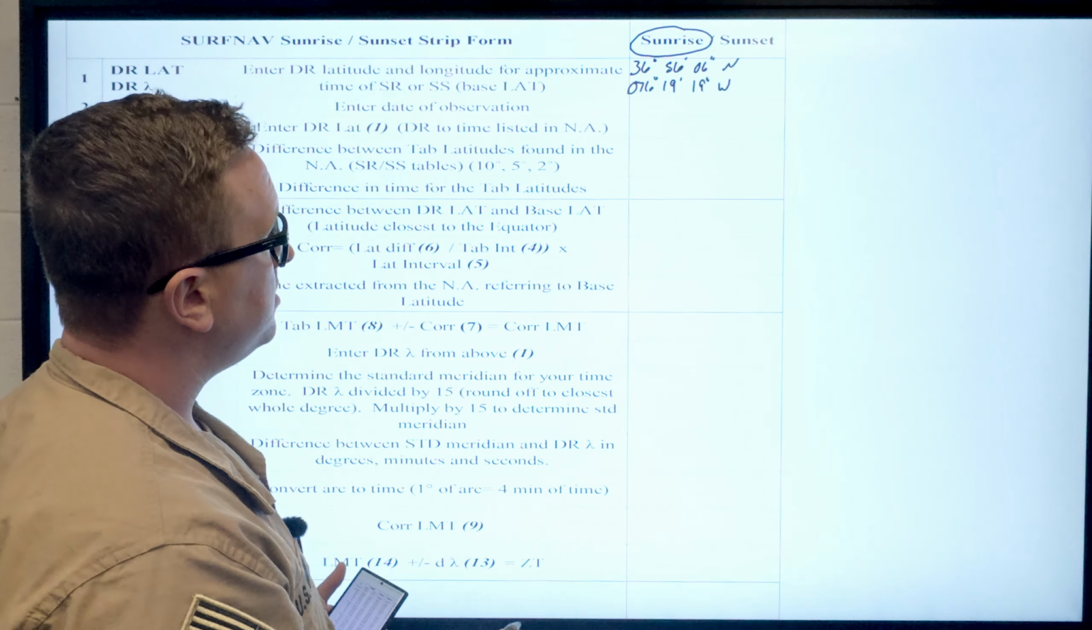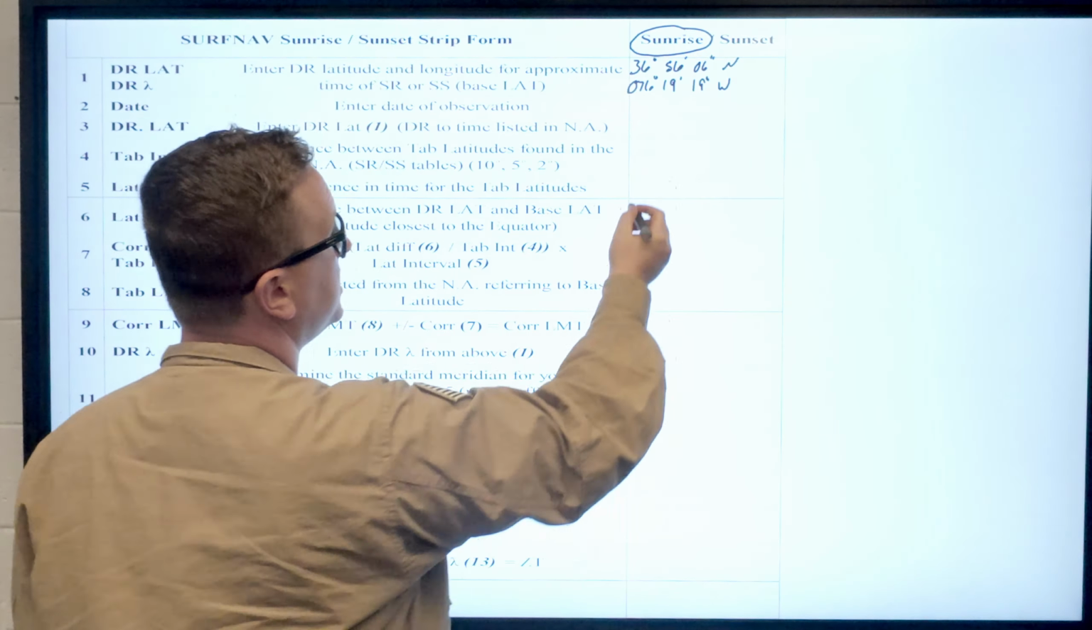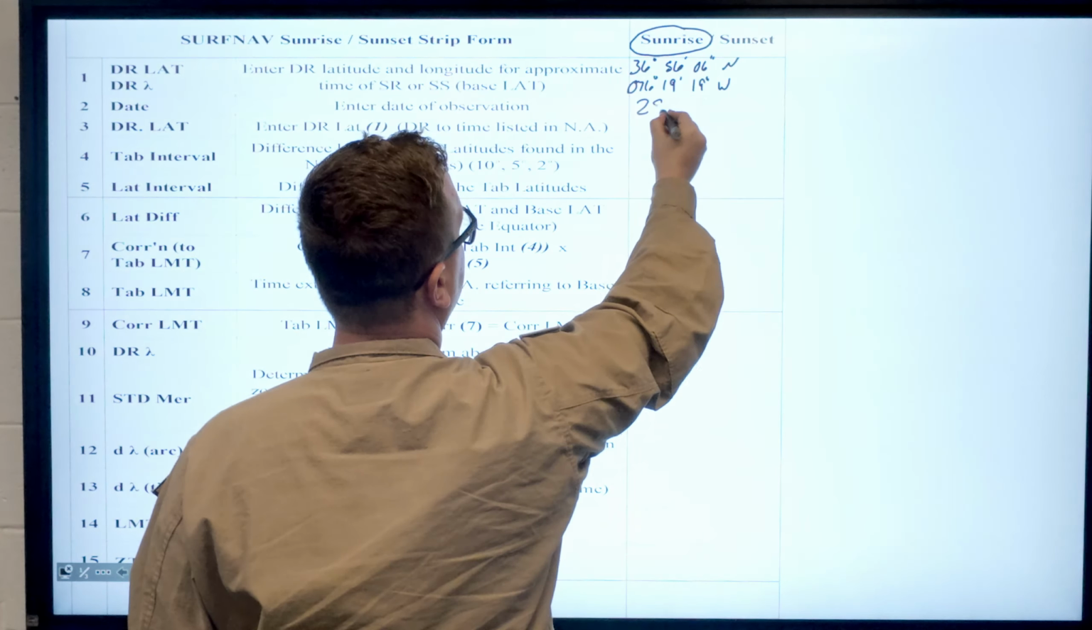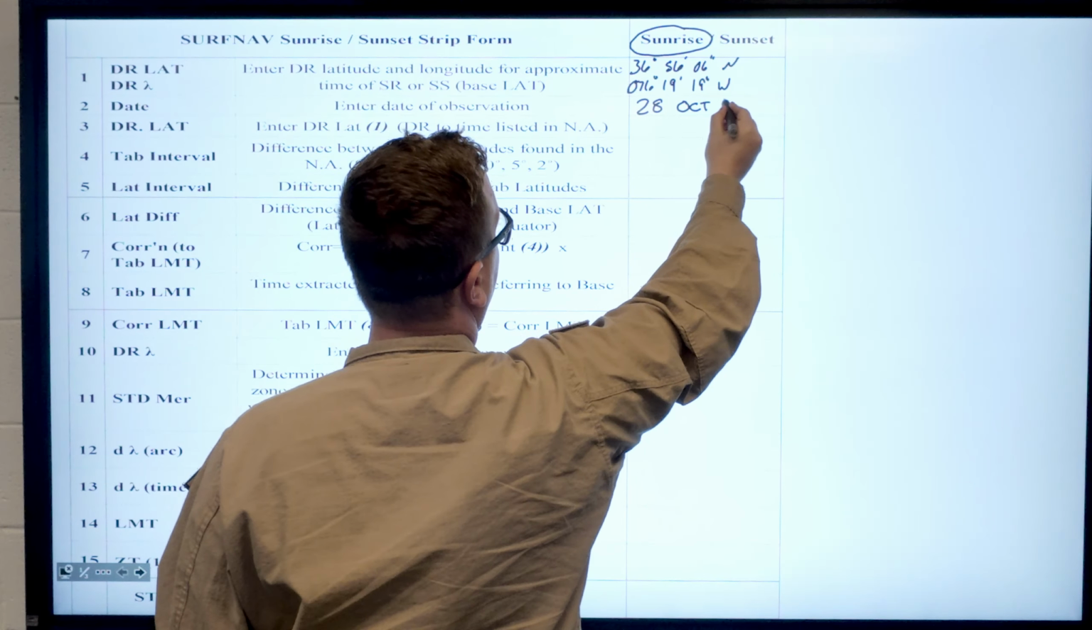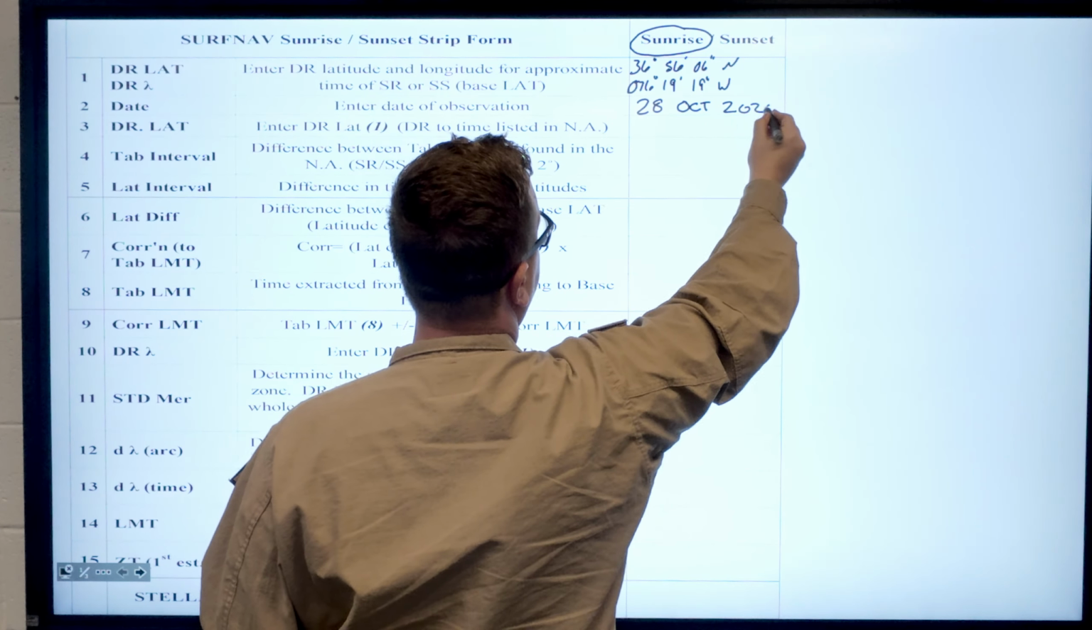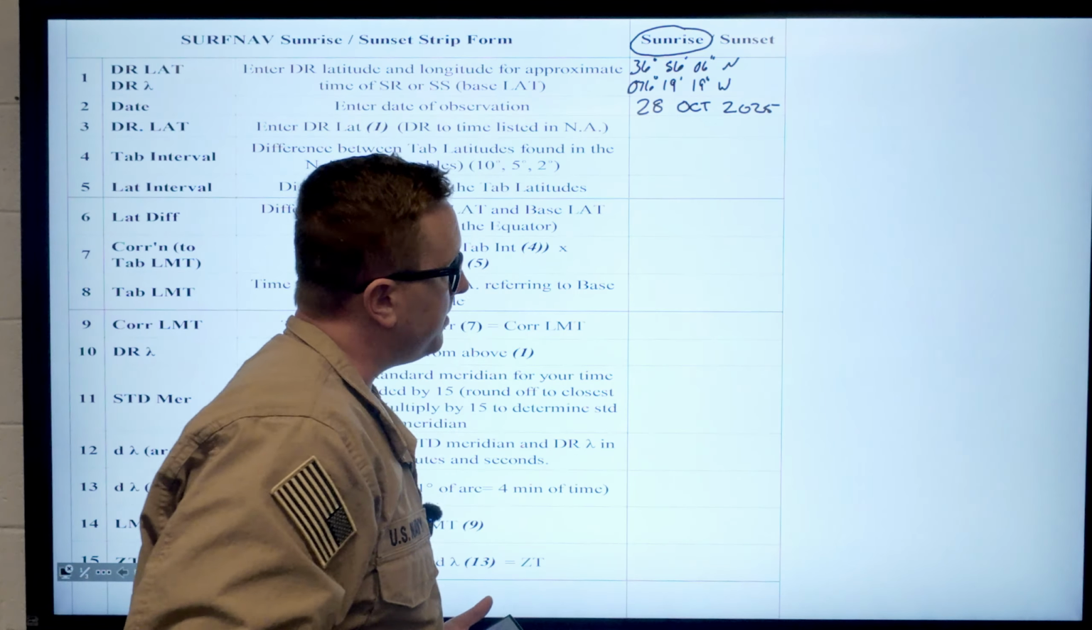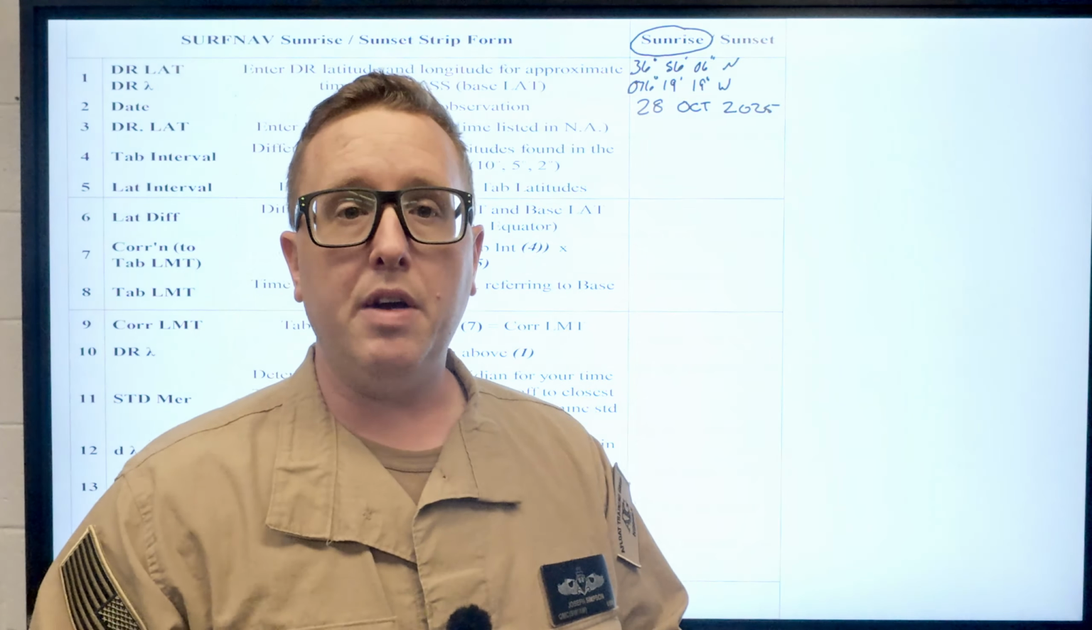I always circle sunrise right here so I know what part of the Nautical Almanac I'm going to be looking at. And we're going to put today's date. Today's date is the 28th of October, 2025. With that being said, make sure you're using the 2025 Nautical Almanac.